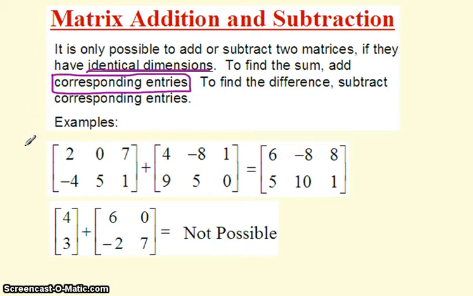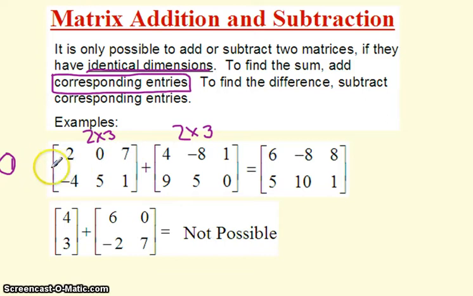To find the difference, we're going to do the same thing. We're just going to subtract. So in our first example right here, let's go through and count, make sure we can do this. We have 1, 2 rows, 1, 2, 3 columns. We have a 2 by 3 going on. Check the next one. We have 1, 2 rows, 1, 2, 3 columns. We have a 2 by 3. The 2 sets of dimensions match, so we can do this.